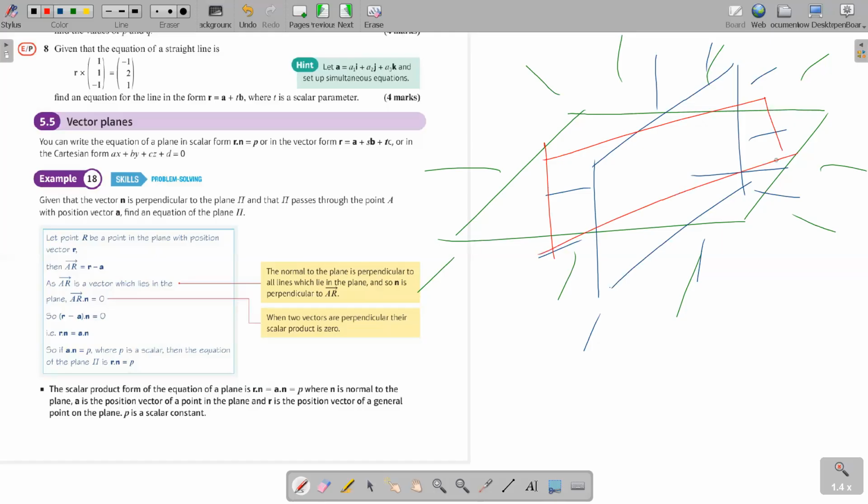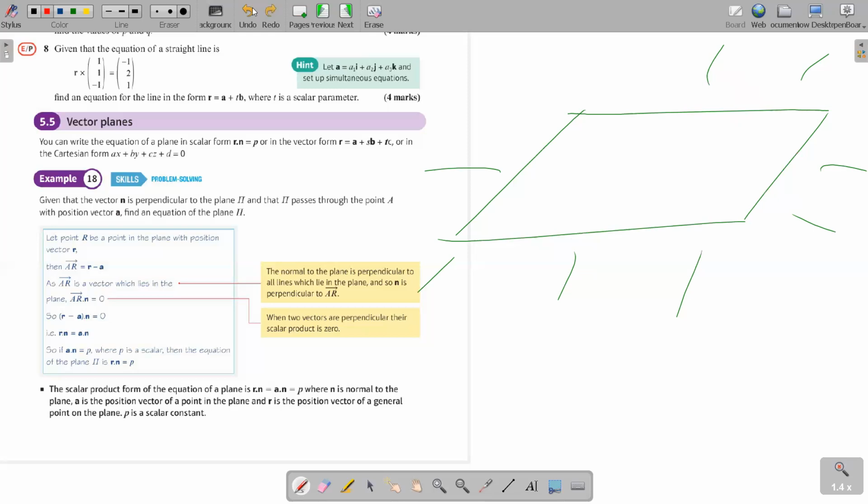The plane might go in different ways, just two dimensions. It's like a half shape, which obviously spreads around. Now the next part that we are learning is how to get the vector equation of a plane.